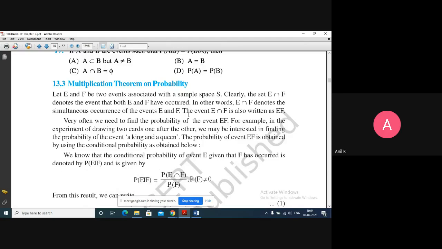You can think about it as first E happens, then F happens, or first F happens, then E happens. So both the events happen one after the other, or both at the same time. Whatever interpretation you want, you can take it. Then E intersection F is also written as EF. So from now onwards, whenever we use the word EF, it means E intersection F.